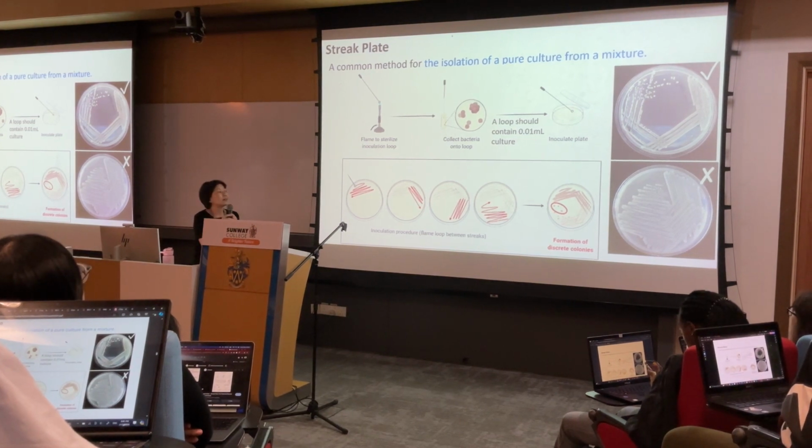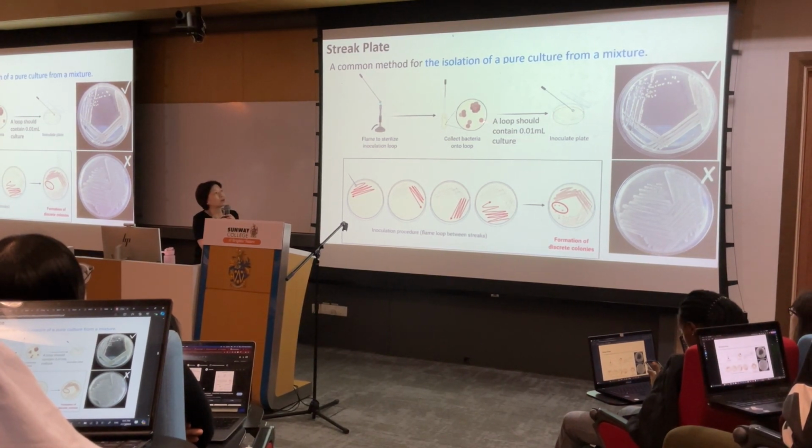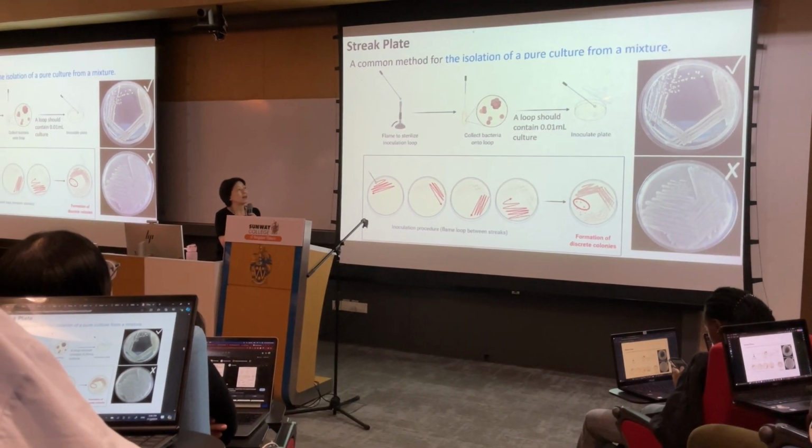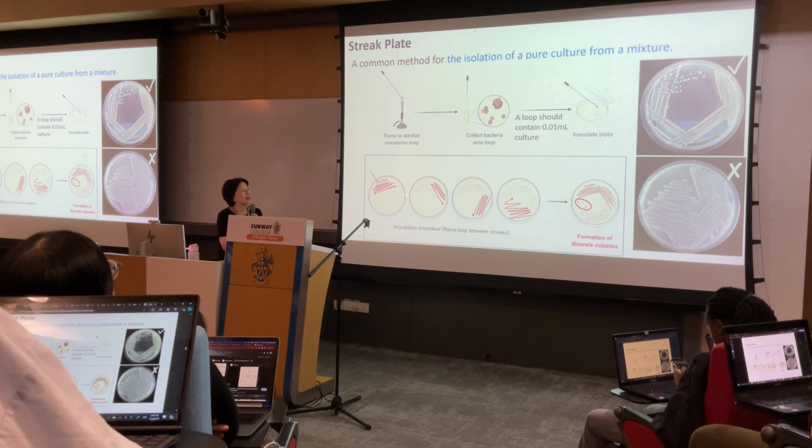There are certain things. First of all, when you pick up the colony, don't pick up the entire colony. If the colony is very big, don't try to grab everything. As long as you touch the colony, I think you already got something on the loop. And then you just strike it, all right?